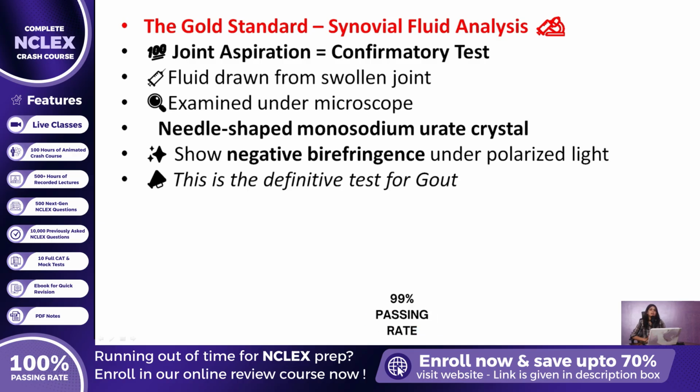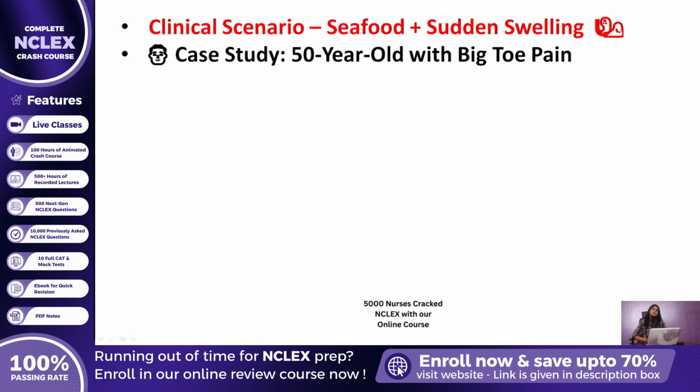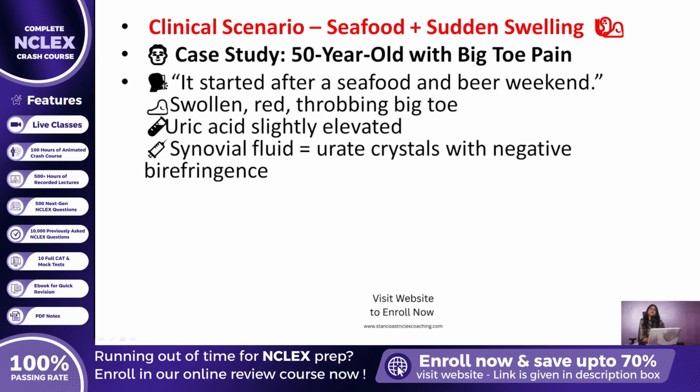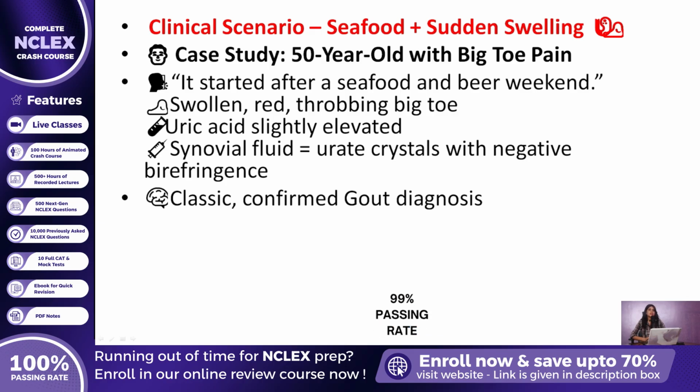Let me walk you through a real-world scenario. A 50-year-old man comes into the emergency room with excruciating pain and swelling in his big toe. He tells you he had seafood and alcohol over the weekend. His uric acid level is mildly elevated, but the real answer comes from the joint fluid analysis, which clearly shows those urate crystals. That is your confirmed case of gout.